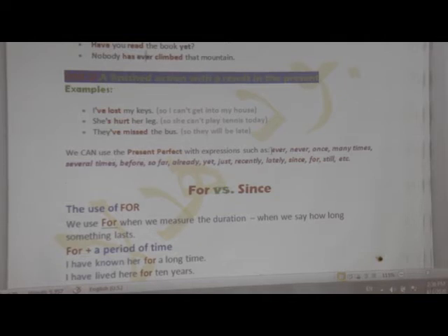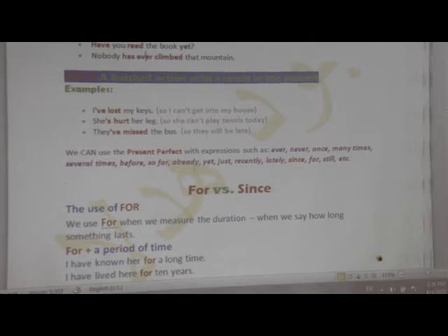You can use these signal words with the present perfect tense. Here we can talk about ever. They are very important to refer to this tense. So: ever, never, once, many times, several times, before, so far, already, yet, just, recently, lately, since, for, still, etc.